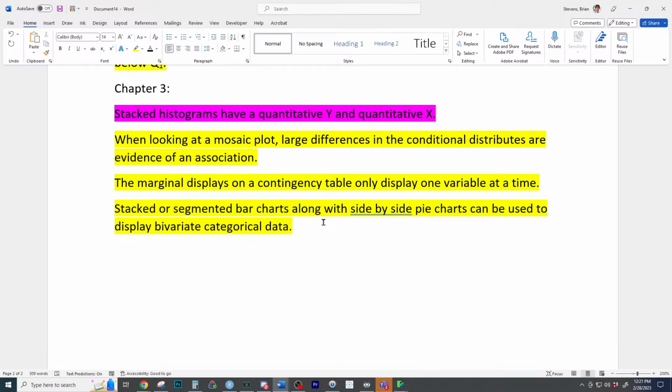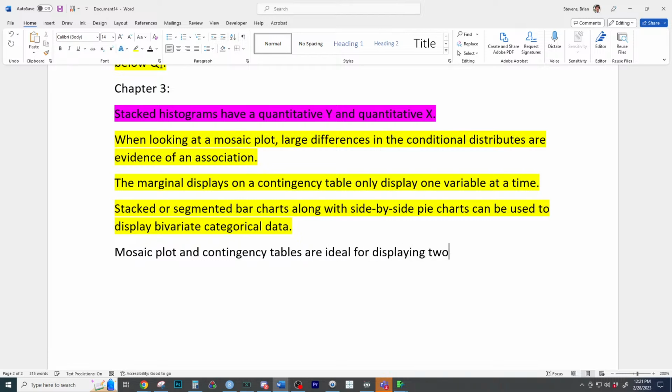What else from chapter 3? We did some computation stuff. Well, this is true false we're talking about right now. Let's think of one more. Mosaic plots and contingency tables are ideal for displaying two quantitative variables. True or false?